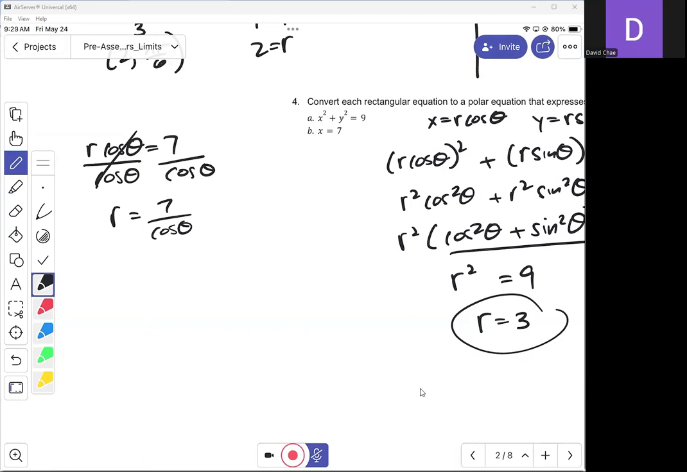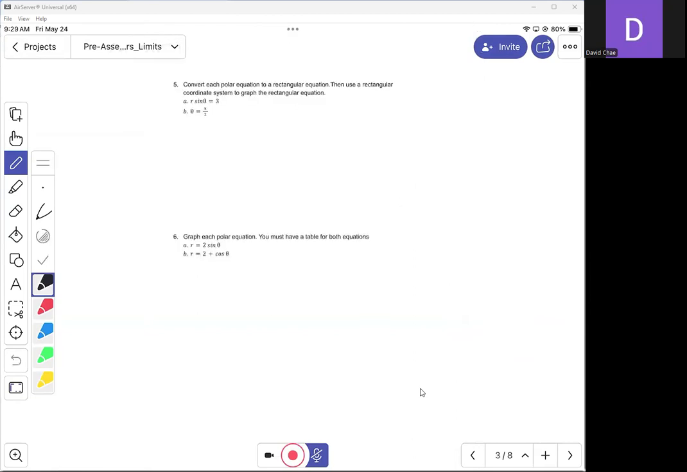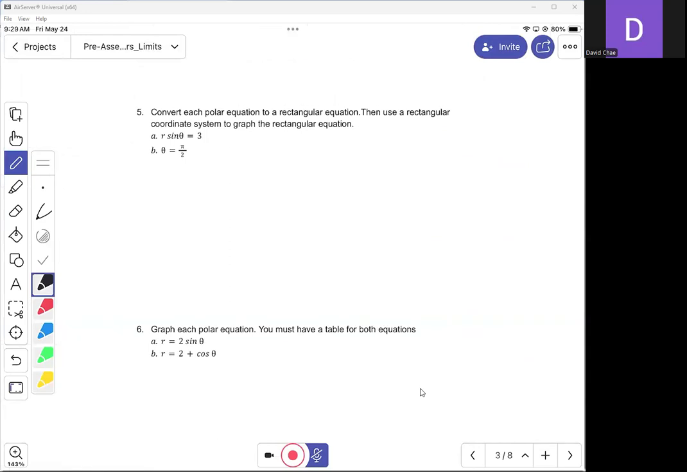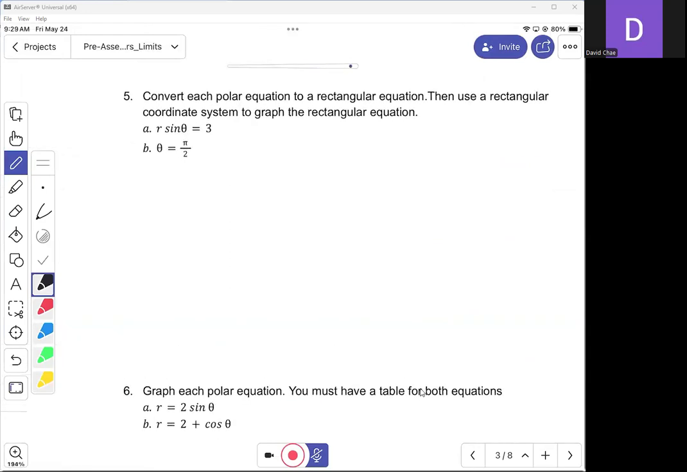Number 5. Number 5 is now we're going the other way where we're converting polar to rectangular. All right. And so just remember for letter A, r sine theta is y, right? y is equal to r sine theta. So all you're doing is just replacing the y with that. So y is equal to 3.